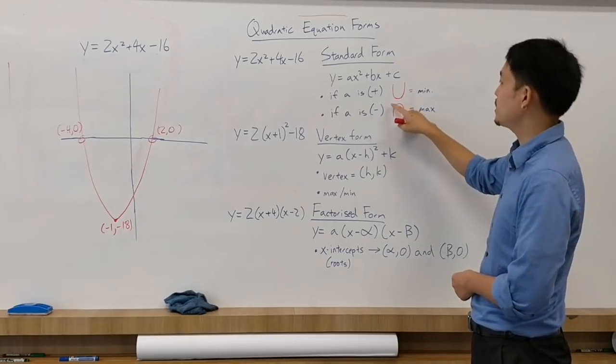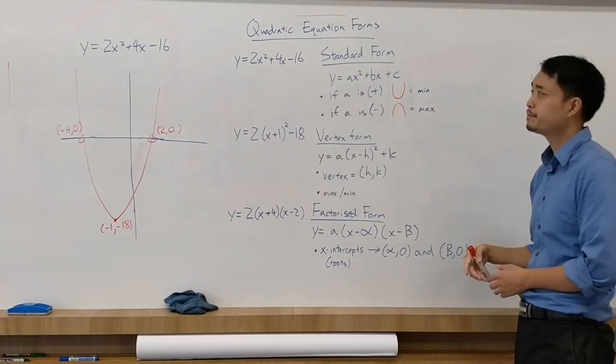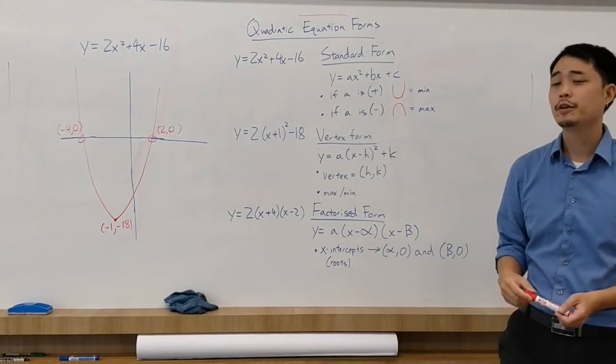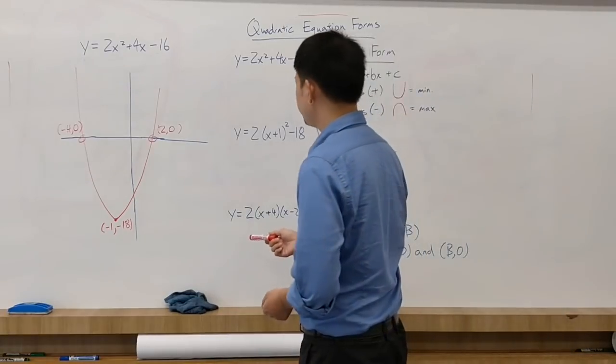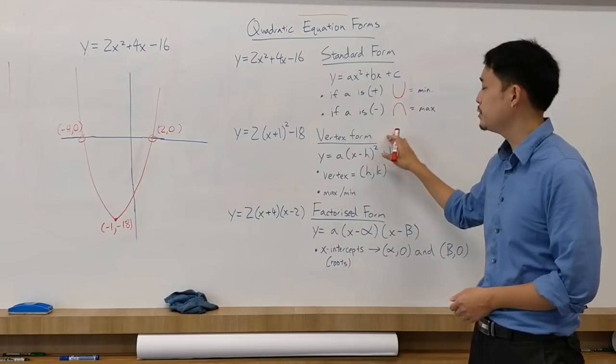So that means we have a maximum. The graph only goes as high as this point, but it goes down forever. So standard form is not really very useful to us in helping us graph the equation of a parabola. These two new forms might be new to you, so we'll explain them to you.